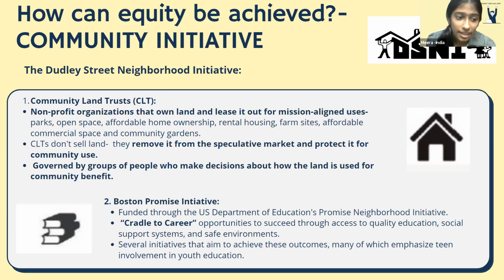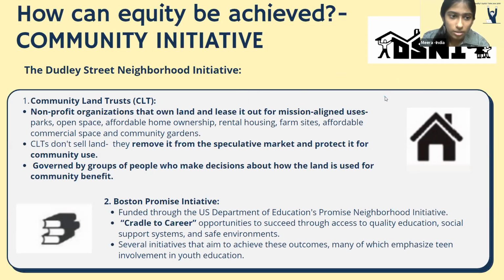One of DSNI's distinguishing strengths is its focus on channeling individual concerns into a collective voice to achieve shared goals and facilitate community empowerment. From what I've just said, it is explicitly clear that DSNI is an example of equity in a community, right? So let us look at the different initiatives and programs that they have to ensure equity in the neighborhood.